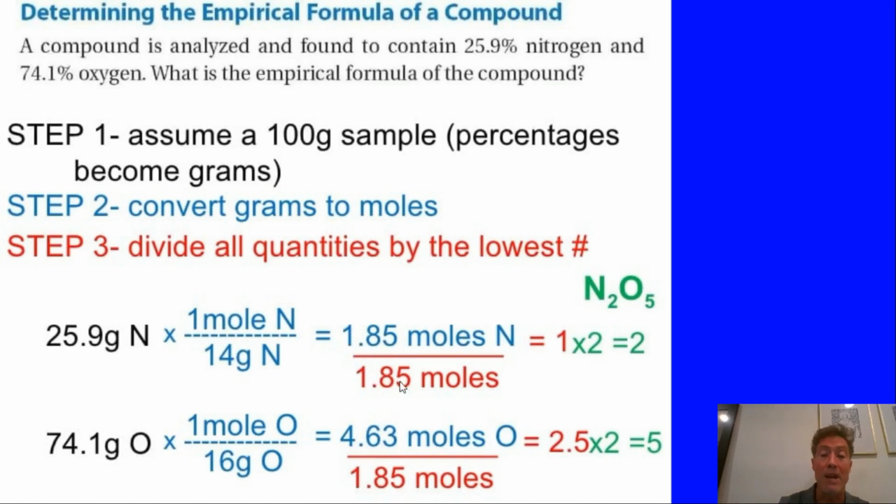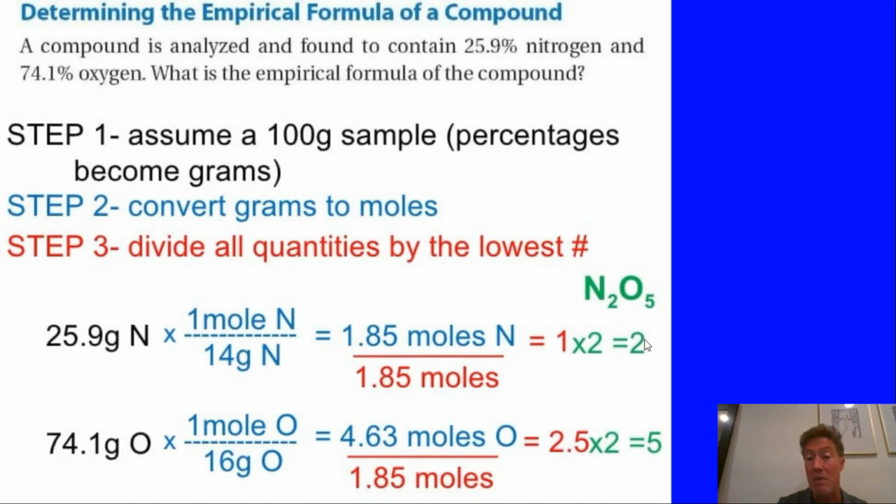So 1.85 divided by 1.85 is going to give us, obviously, 1. And 4.63 divided by 1.85 gives us 2.5. Well, wait, we need a whole number. So we're going to multiply both numbers by the same coefficient to get to a whole number. And the lowest coefficient that we can use is 2, because 2 times 2.5 will turn that 2.5 into a whole number 5. So we multiply them both by 2, the same coefficient. Whatever we do to one, we got to do the other. And that gives us 2 for the nitrogen and 5 for the oxygen.